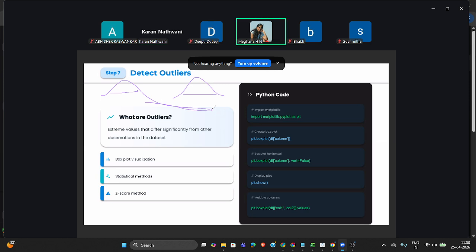By seeing the data only, can we identify the outliers, or do we need to plot the graph? Sometimes you can't see it in the data. You have to plot the data first. Okay.